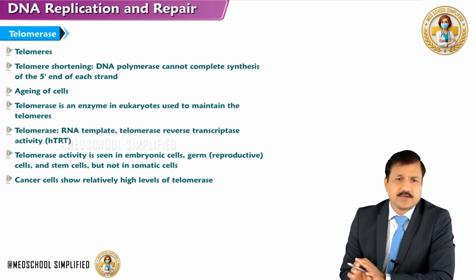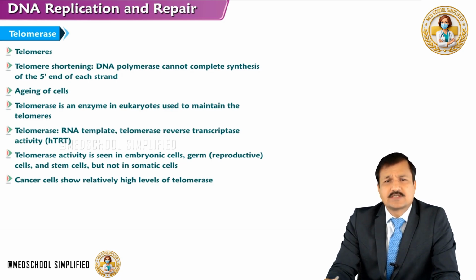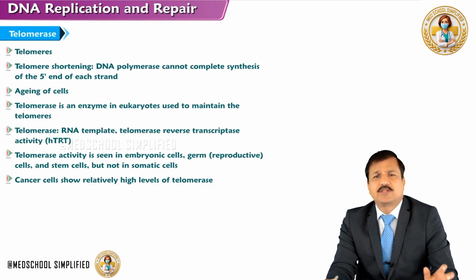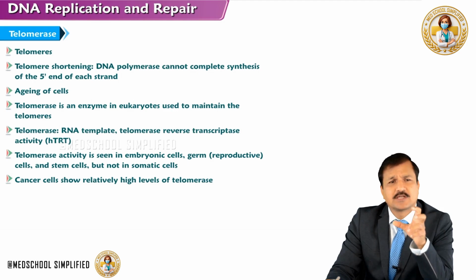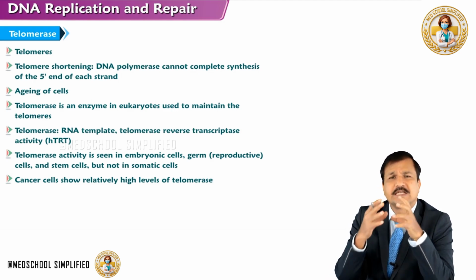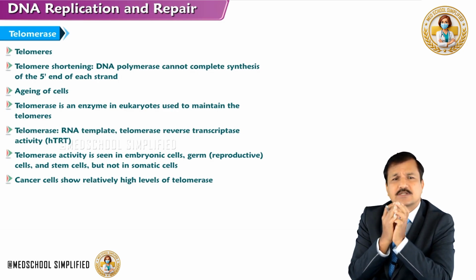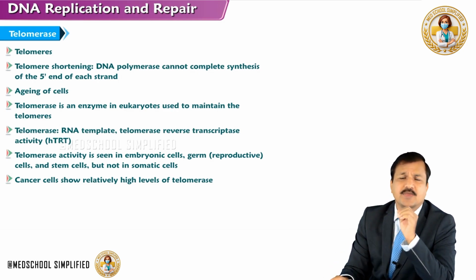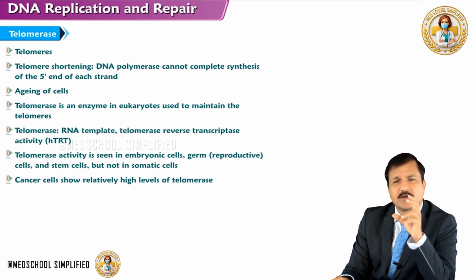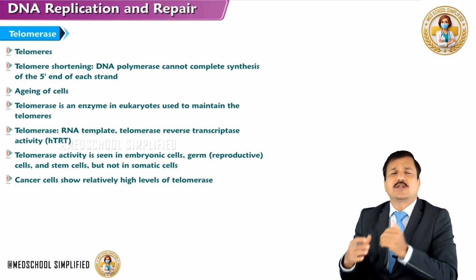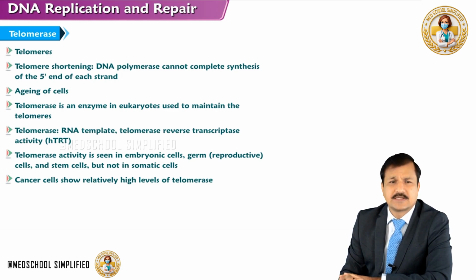Coming to telomeres, the role of telomerases. Telomeres are repetitive sequences at the end of linear DNA molecules in eukaryotic chromosomes. With each round of replication in most normal cells, the telomeres are shortened because DNA polymerase cannot complete synthesis of the 5' end of each strand. This contributes to the aging of cells, because eventually the telomeres become so short that the chromosomes cannot function properly and the cells die. So, the answer to this shortening of the telomere is the telomerase enzyme.